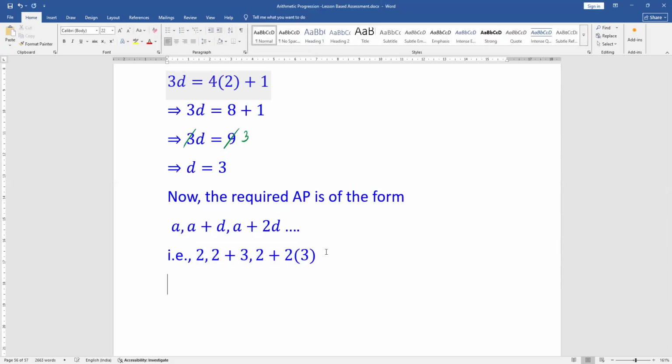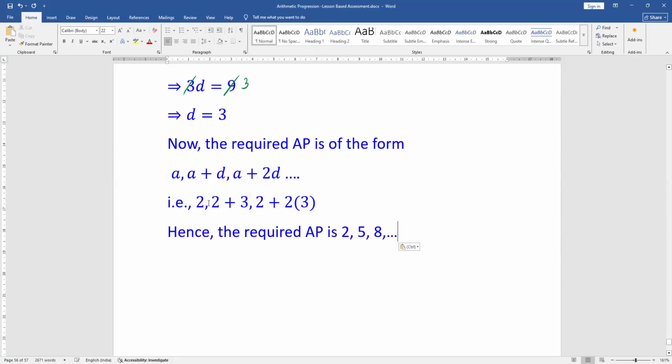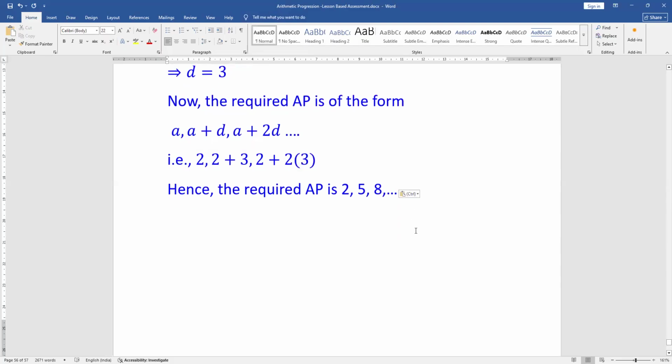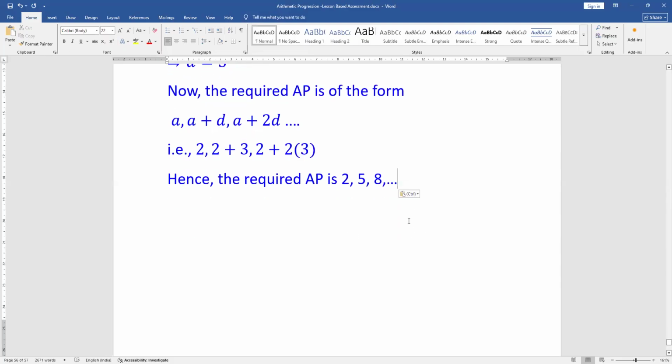So in the next step, the required AP is 2, 5 and 8, because here 2 plus 3 is 5 and 2 plus 2 times 3 is 6, 6 plus 2 is 8. Okay, this is our required answer. Okay, we continue in our next video for the next problem. Thank you.